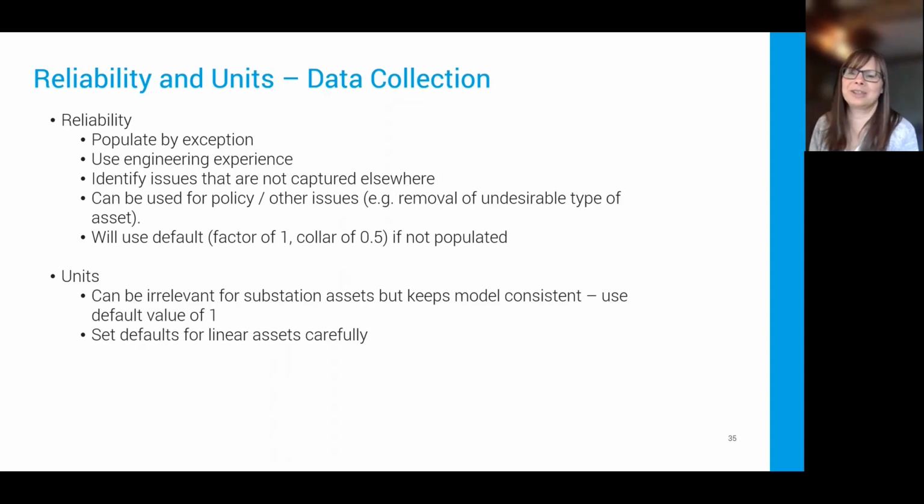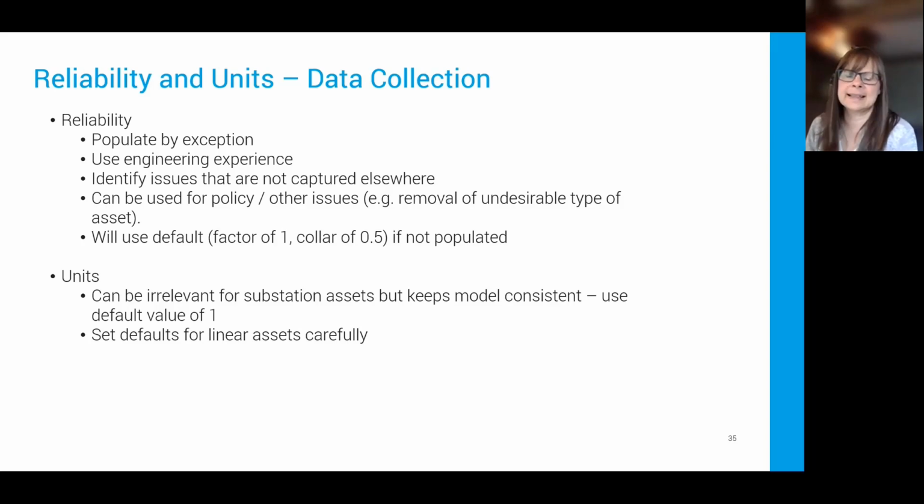Yes. So I've just seen a pop-up saying risk equals cost times consequence of failure times probability. Yes. Then we can remove undesirable assets or bring those to the top of the pile. If it's not populated, it will just be a default value of 1.